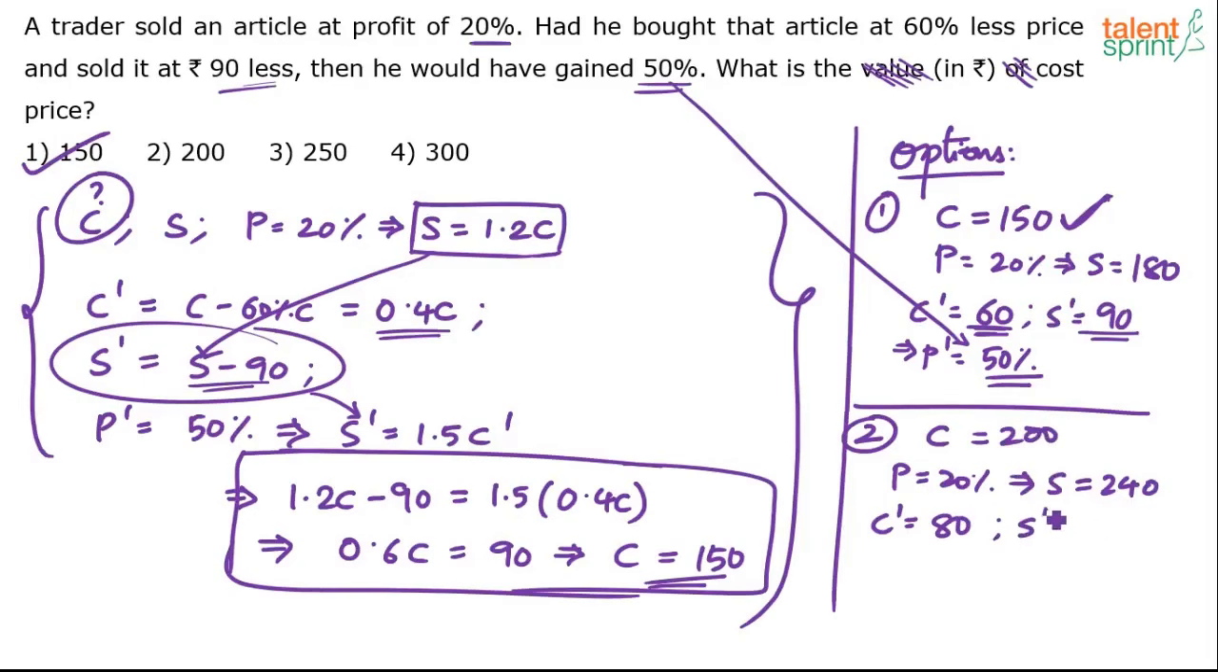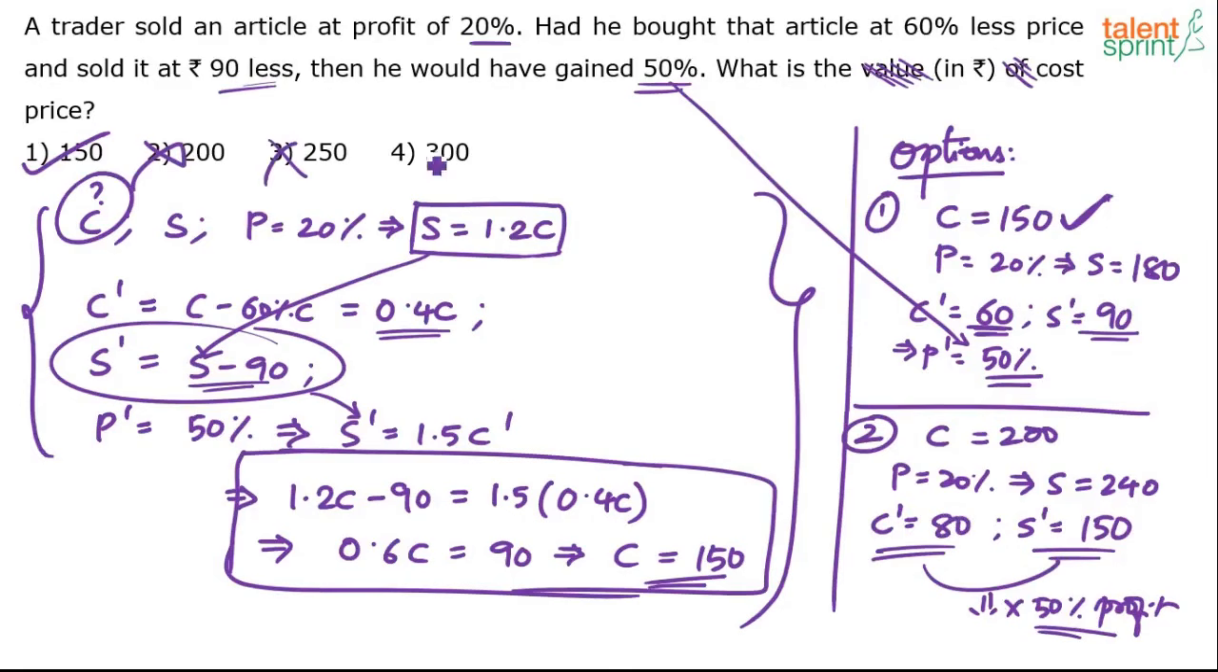What will be the new selling price S dash? It was 90 less. So 240 minus 90, 150. Now what was bought for 80 rupees has been sold for 150 rupees. Is this a 50% profit? No, it's not a 50% profit. I want a 50% profit. Is this giving me a 50% profit? No. For 80 rupees, 50% profit would mean the selling price should be 120. So this is wrong. Similarly, you will find that 3 and 4 are also wrong.